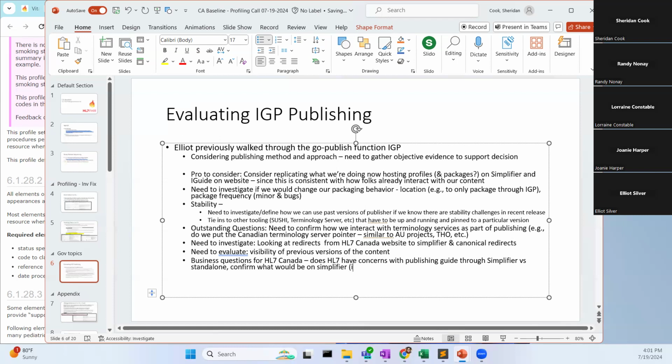And related conversations about whether we want our material in the international registry, as many do, which is also basically powered by Simplifier. It is, but I think that's a separate process and isn't tied in with whether we're publishing our IG through Simplifier.